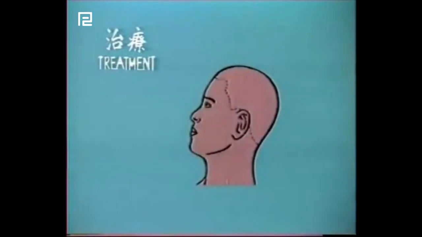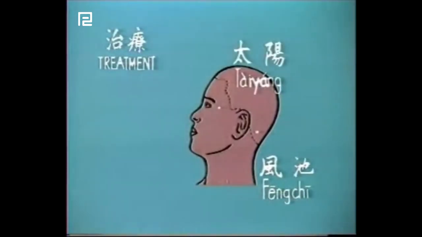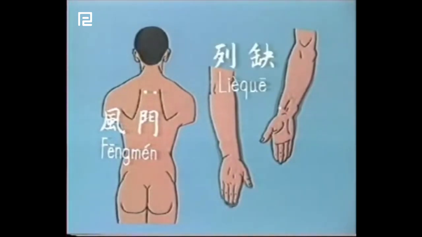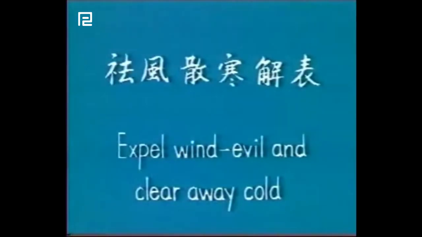Treatment. Fengchi, gallbladder 20. Taiyang, extra point. Yingxiang, large intestine 20. Fengmen, bladder 12. Lieque, lung 7. And Hegu, large intestine 4. This prescription can disperse wind, clear away the cold, and relieve exterior syndrome.